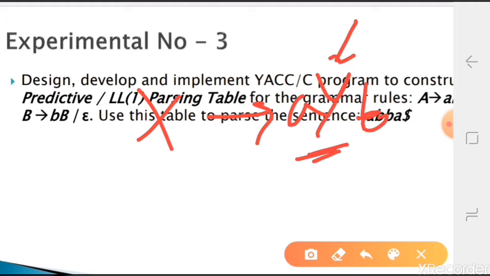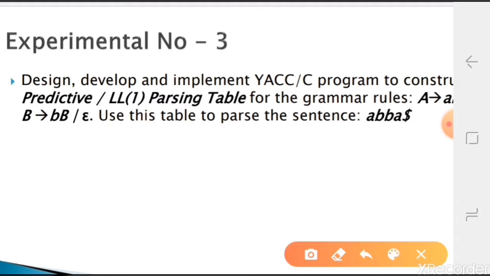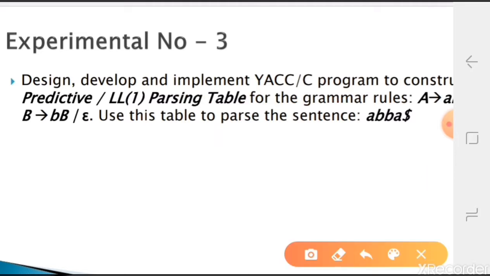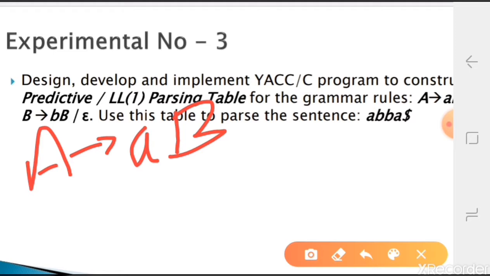So to identify follow of A, we don't have A in the right hand side of either production, so we'll not get a follow of A. But since A is the start symbol of our grammar, it can have follow as dollar. So follow of A will be dollar. Now follow of B we'll check. Follow of B is whatever comes after B. In the production A producing small letter a, capital B, then small letter a.